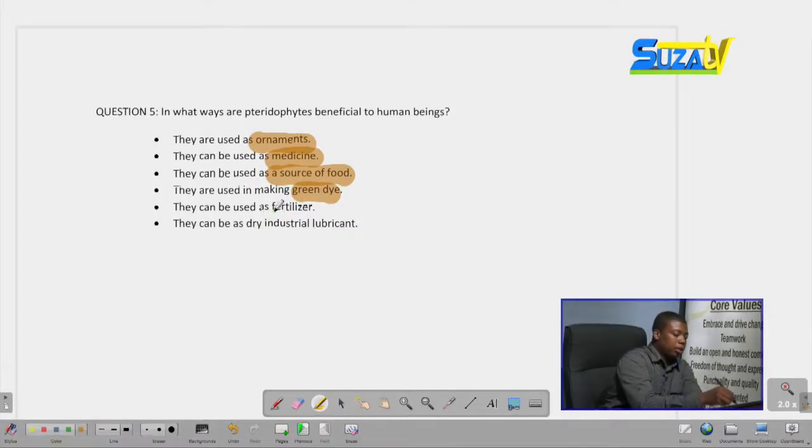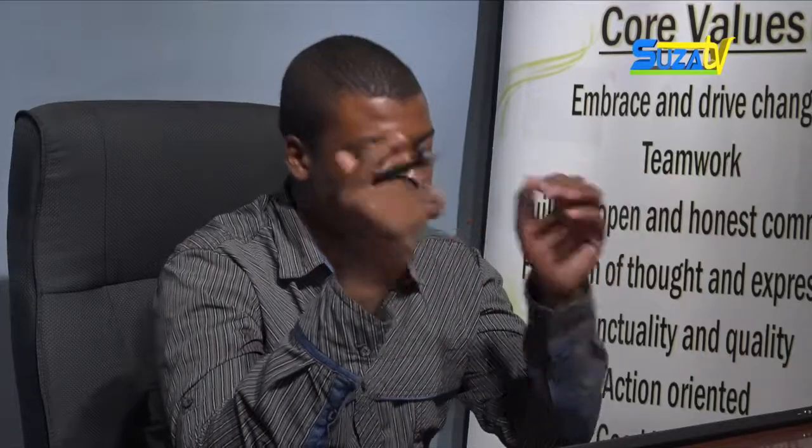They can be used as fertilizer. For instance, members of phylum Pteridophyta or division Pteridophyta can be used as fertilizers which increase the amount of nutrients in the soil. For instance, the mosquito fern is known as a good fertilizer which increases the nutrients of the soil, which many farmers use.